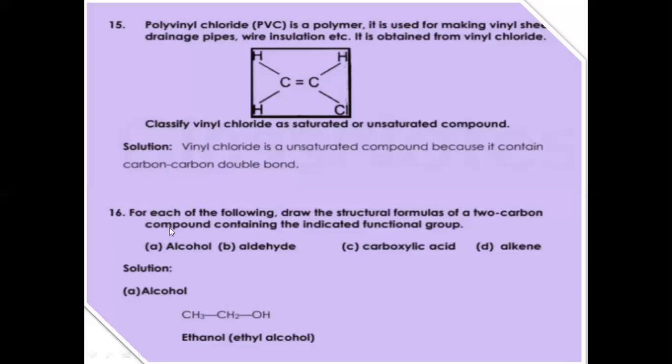Question number 16, for each of the following, draw the structural formulas of a two carbon compound containing the indicated functional group. So for all the cases, we will use only a two carbon containing alkyl group. So the two carbon containing alkyl group is ethyl, and for alcohol, OH is the functional group attached with the alkyl group. So this compound is ethanol or ethyl alcohol.